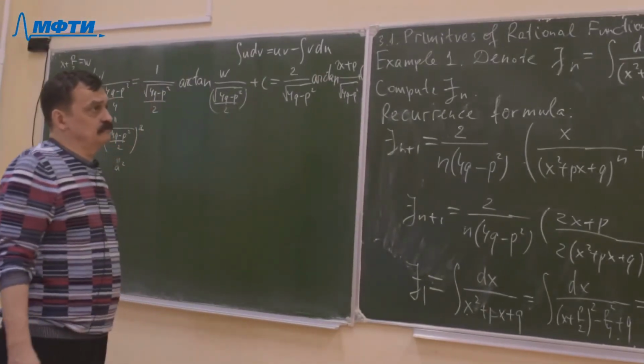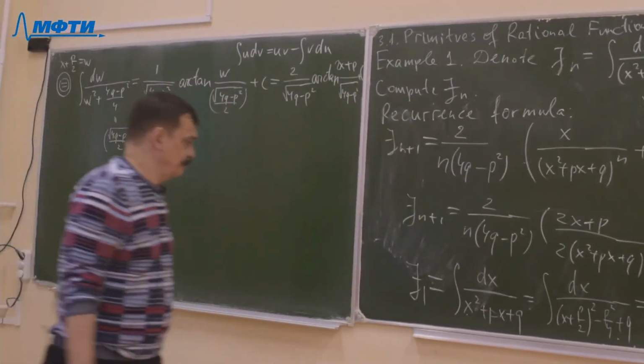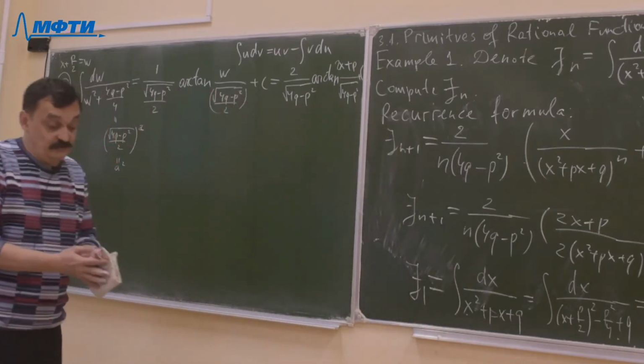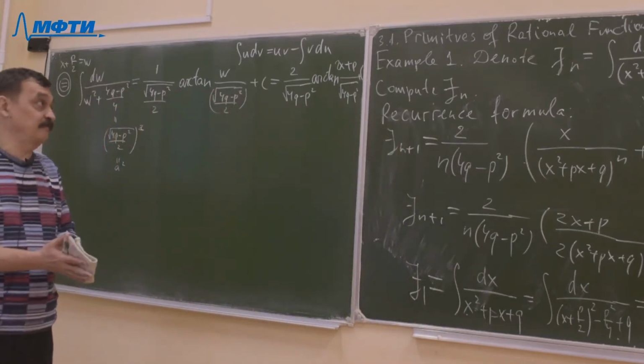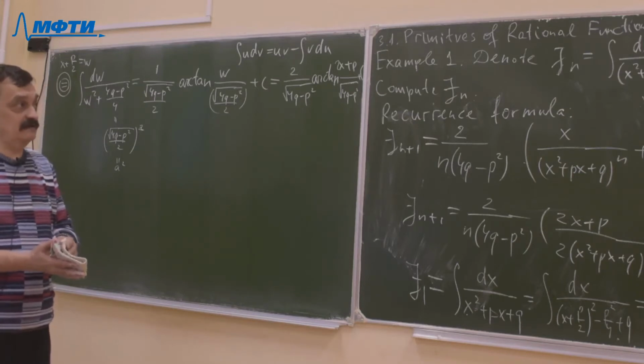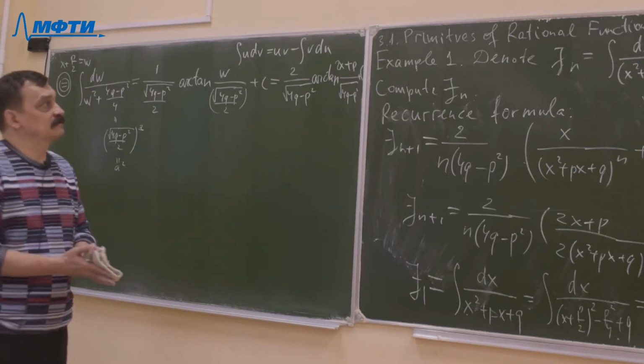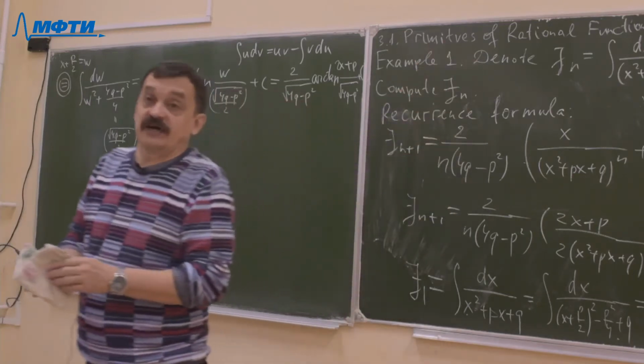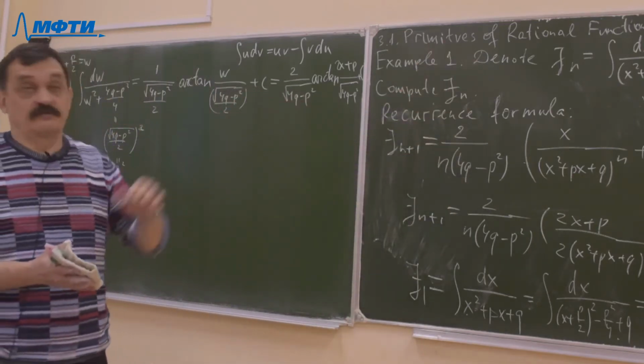Okay, so that is what it was. In fact, it was an example of the most complicated case to find a primitive of a rational function. It was the most complicated.